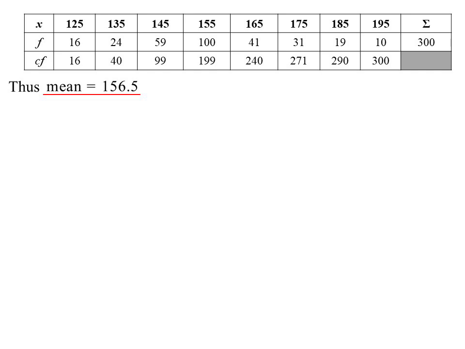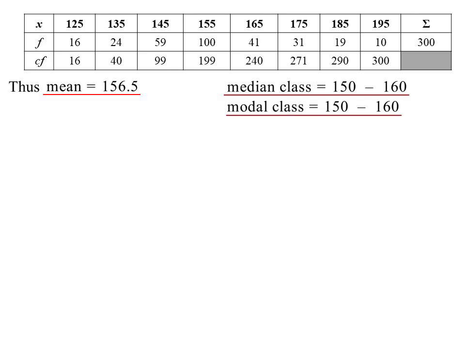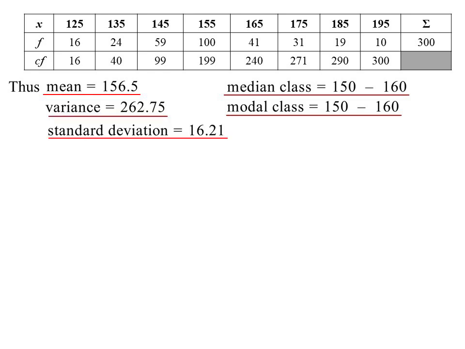From all that information, we worked out the mean was 156.5. The median class, and that's why I have cumulative frequency there, makes it very easy to work out where the middle is. It's 150 to 160. The modal class also turns out to be 150 to 160. The variance we calculated was 262.75. And the deviation was 16.21. You got that. We worked out a median class.